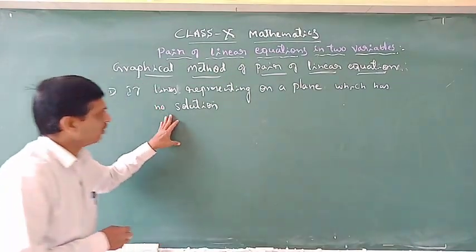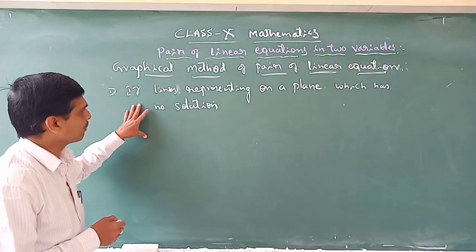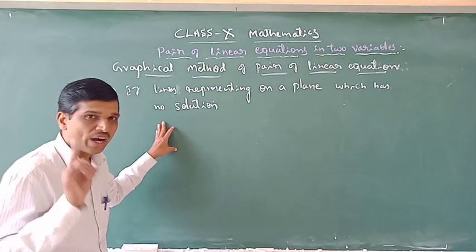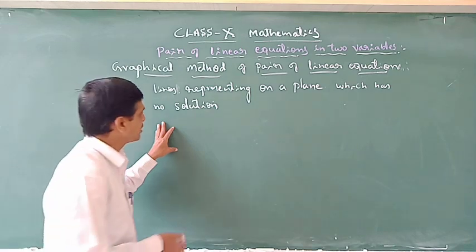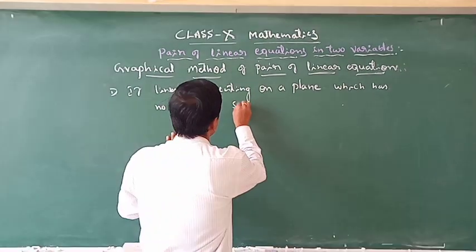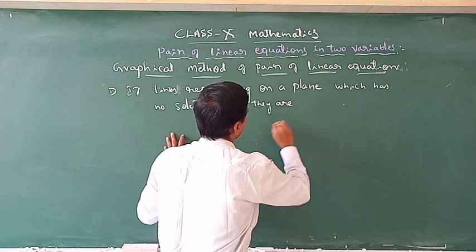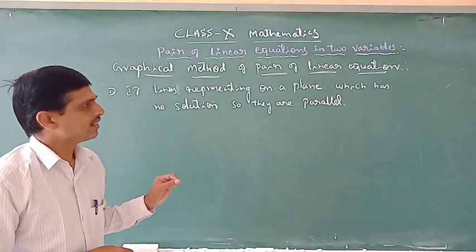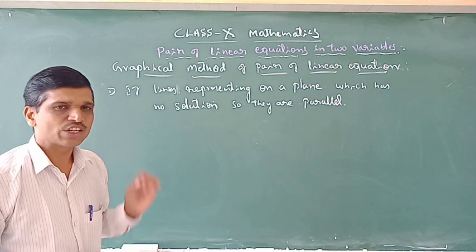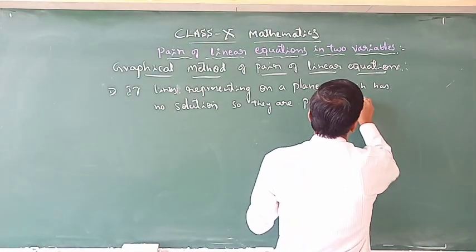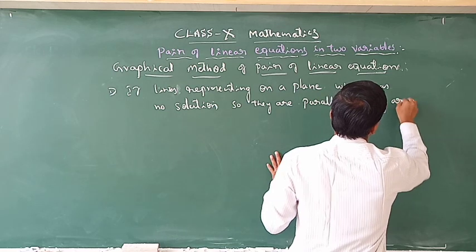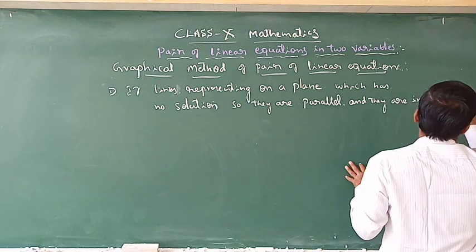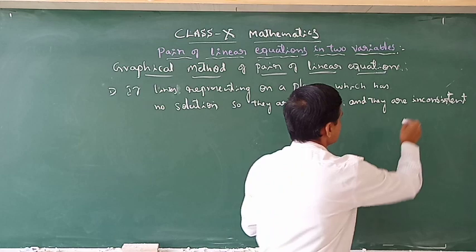When you represent two simultaneous equations on a plane, suppose they have no solution. What kind of lines are they? They are parallel. Remember it, they are parallel, and hence they have no solution, and they are called inconsistent. Remember, they are called inconsistent.